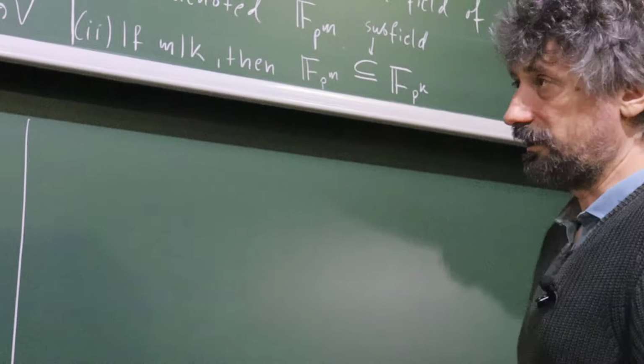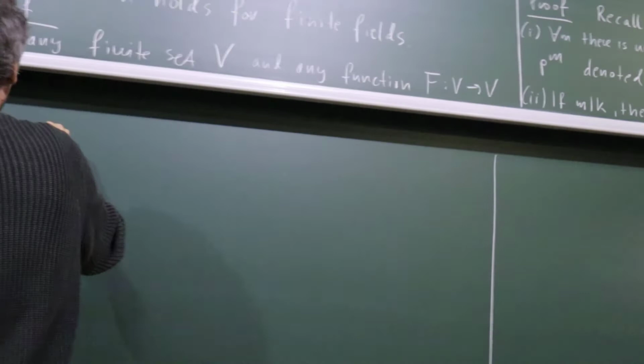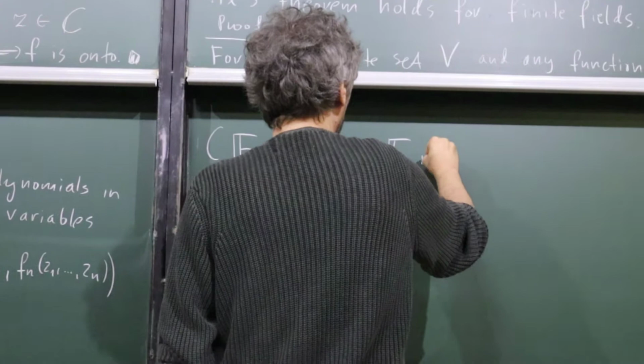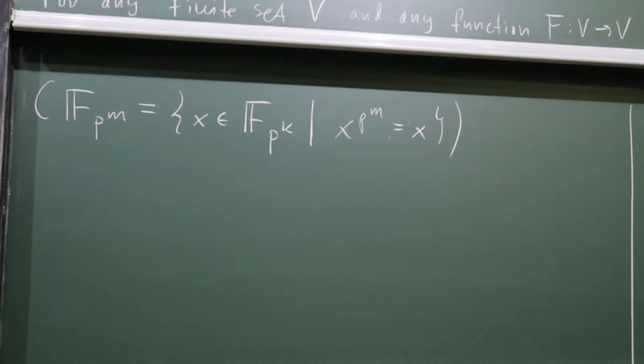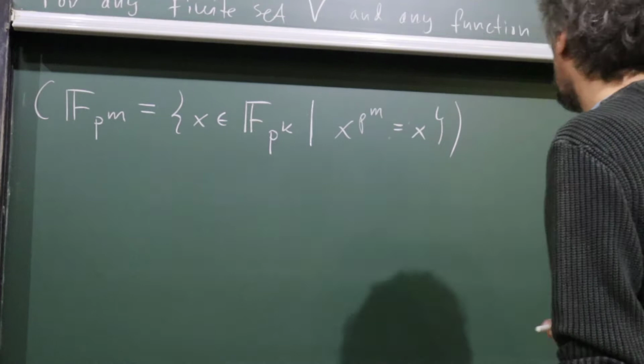And you can write it explicitly, so if you want to know how exactly, then these are those elements from F_{p^k} such that x to the power p^m is x, the splitting field of this x^{p^m} minus x polynomial. Okay, so this is how one finite field is embedded into another.